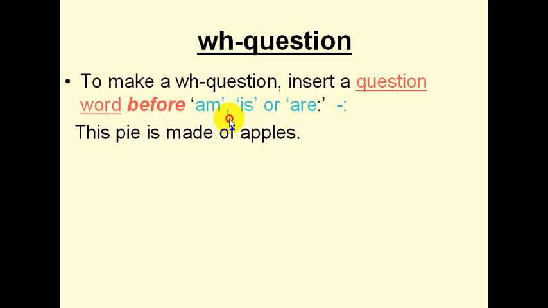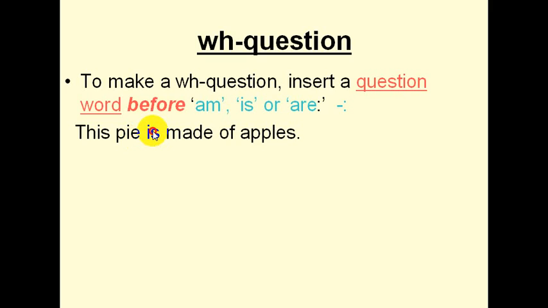This pie is made of apples. This is a passive sentence. First, I will make a yes/no question to make it easy for me to make a WH question. Let us remember, what should I do to make a yes/no question in the passive? Yes, excellent. Swap verb to be and the subject. "This pie is" becomes, in a yes/no question, "is this pie?"